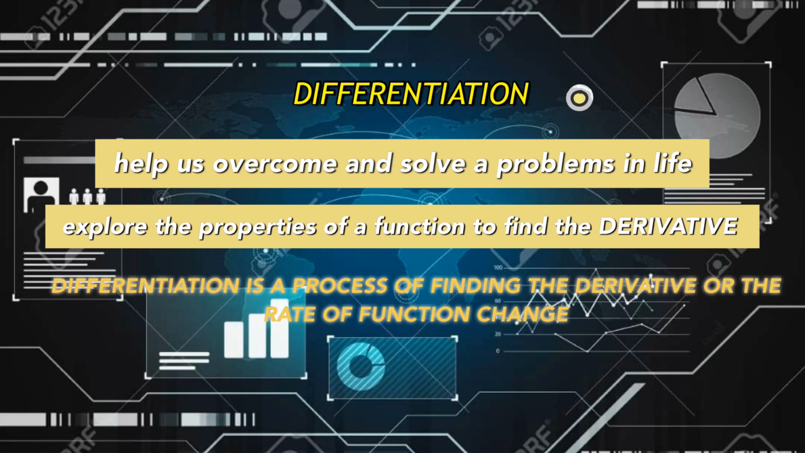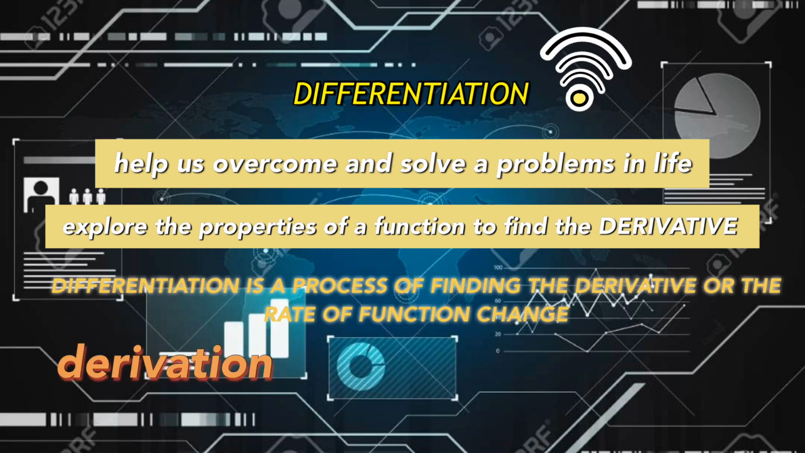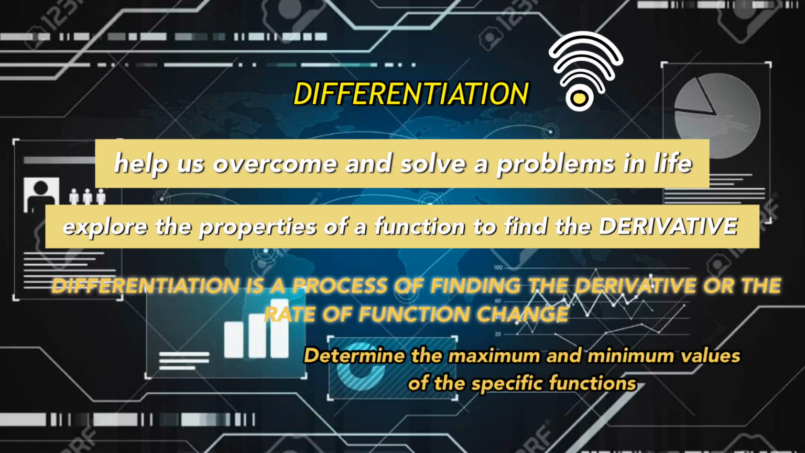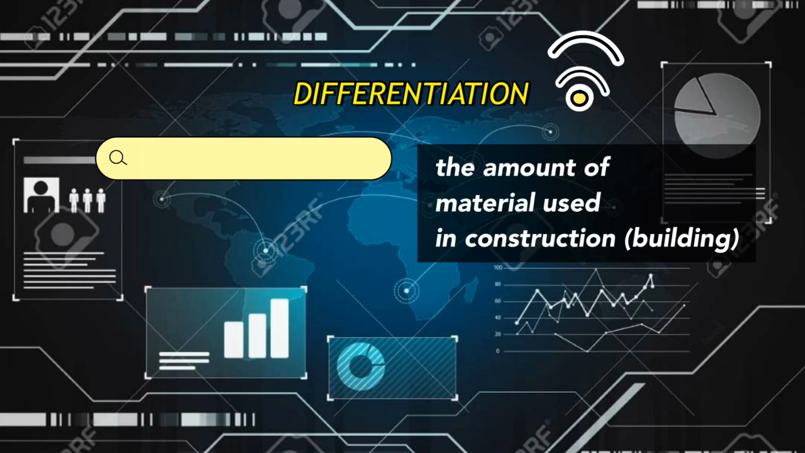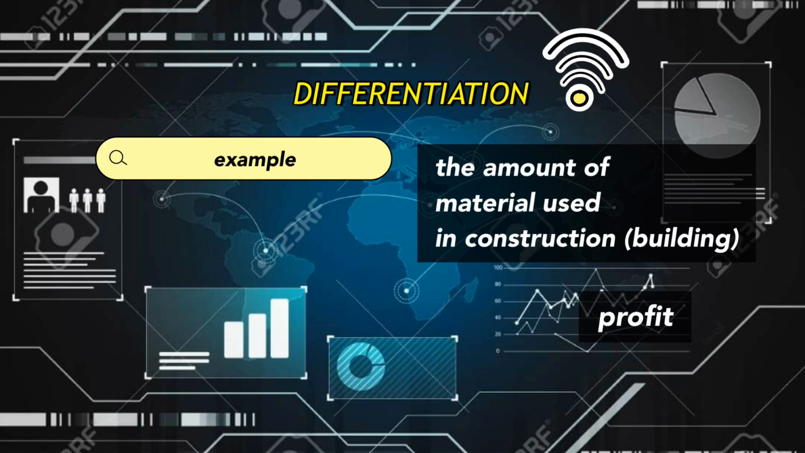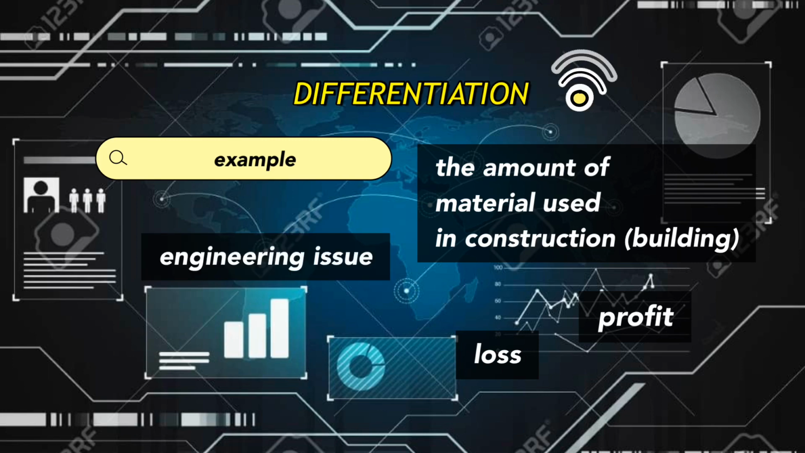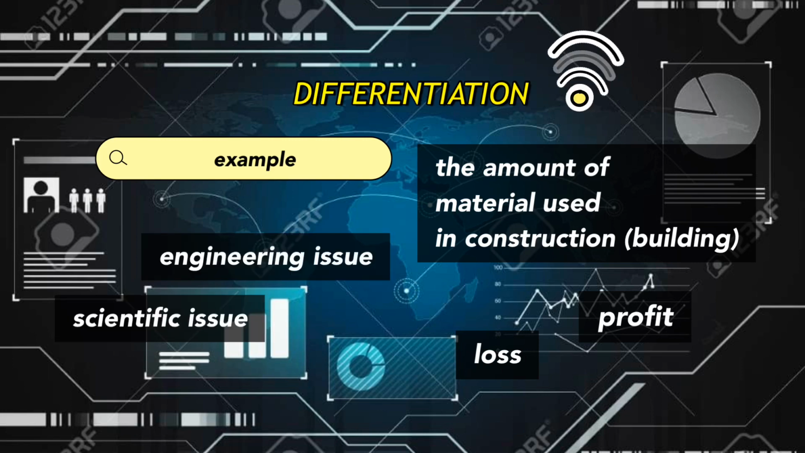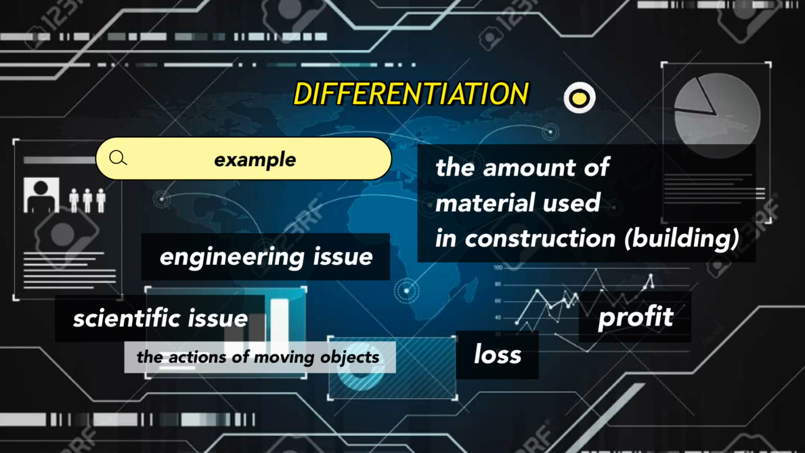The reason why we need to find the derivative is to determine the maximum and minimum values of specific functions, such as the amount of material used for constructions, profit, and loss. Derivatives are also applied in many engineering and scientific issues, especially when modeling the actions of moving objects.